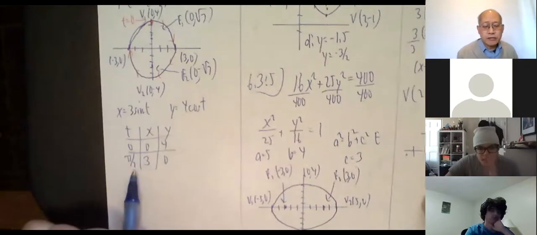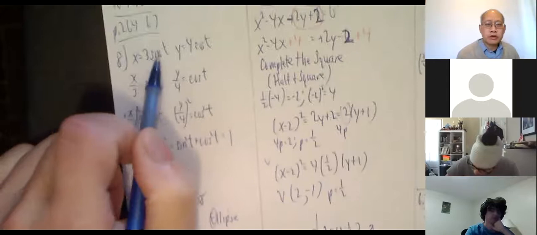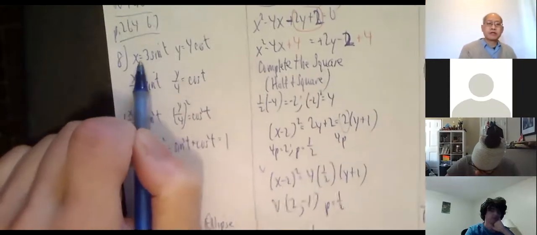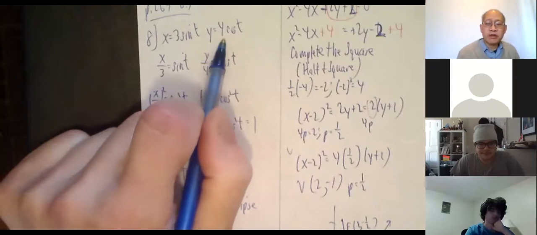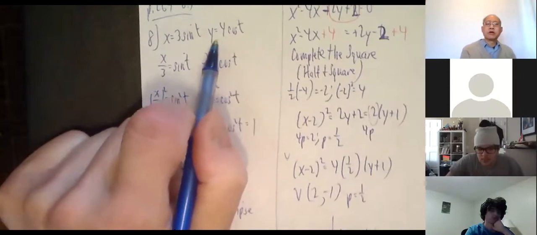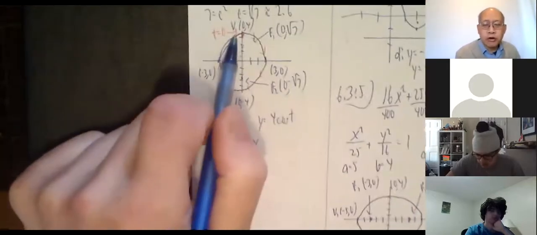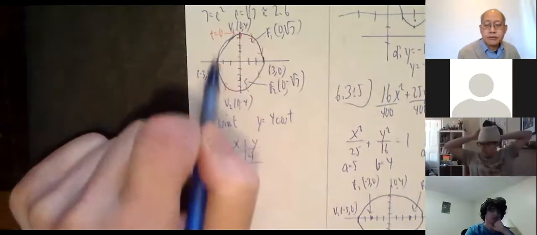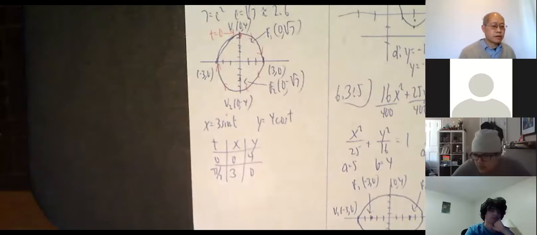And then I tried pi over 2. I get 3 comma 0. Pi over 2. The sine of pi over 2, sine of 90 degrees is 1. 1 times 3 is 3. So we're good. And then 4 cosine of pi over 2. Cosine of pi over 2 is 0. 0 times 4 is 0. So the point 3, 0. So it starts at 0, 4, goes to 3, 0. So it tells me we're going this way this time. So that's considered clockwise. So we're going clockwise in this particular case.